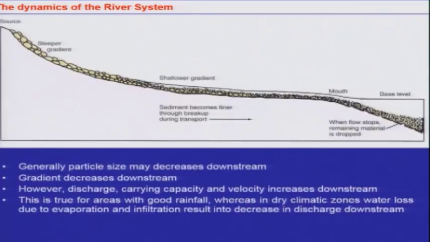Whereas, in the dry climate, water is lost due to evaporation and infiltration, resulting in a decrease in discharge downstream. Okay. So, in another way, in the areas where you have very little rainfall, basically the dry climatic zones, you will have very sparse drainage on the surface, because most of the water will be infiltrated or gone back to the atmosphere through evaporation.